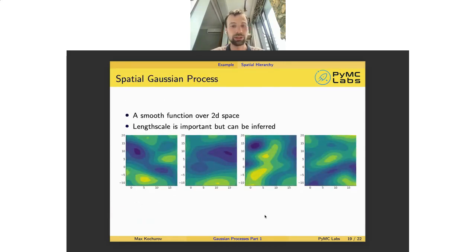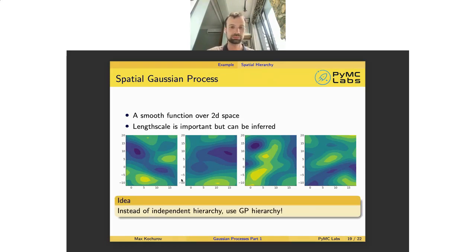And on two-dimensional space, a Gaussian process will look like not a line, but a surface. And this surface would be as smooth as you allow it to be with the length scale. So inferring the length scale would be inferring the volatility of the surface. And in the traditional example, these eight schools were started with a hierarchy, and we can reframe that and say that our hierarchy is spatial.